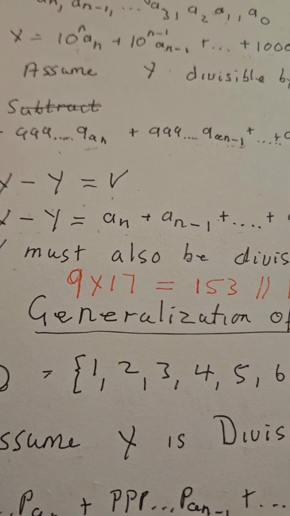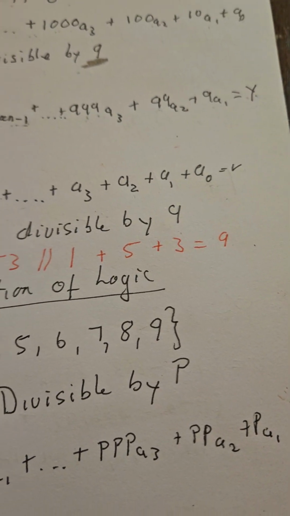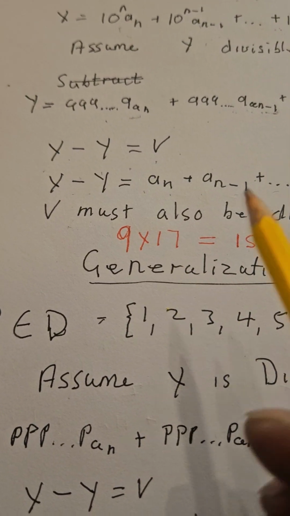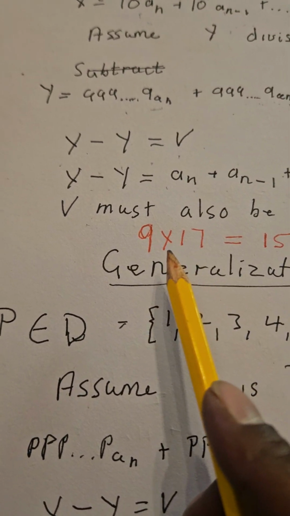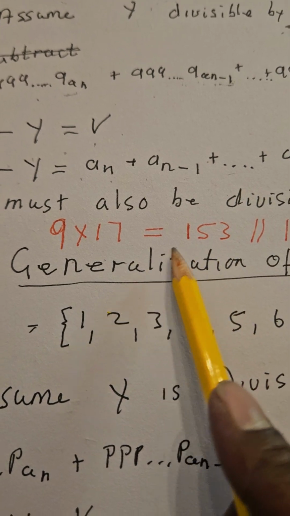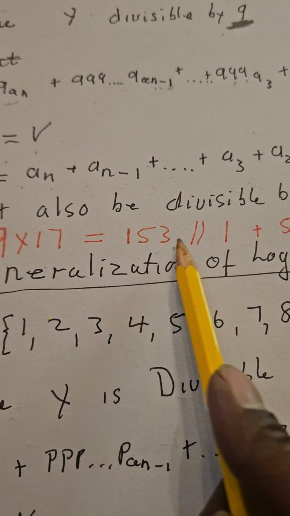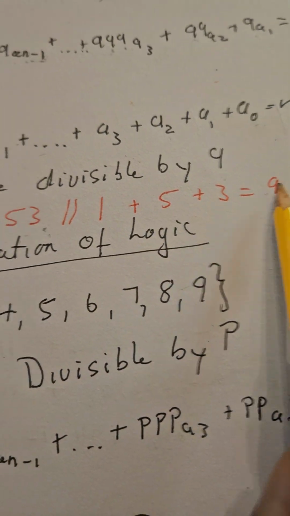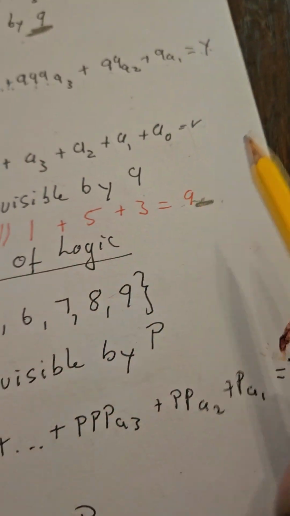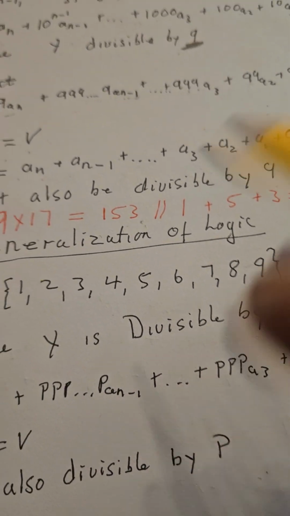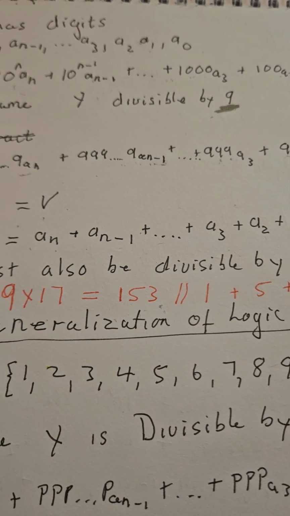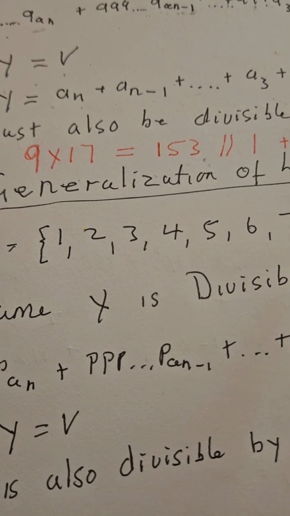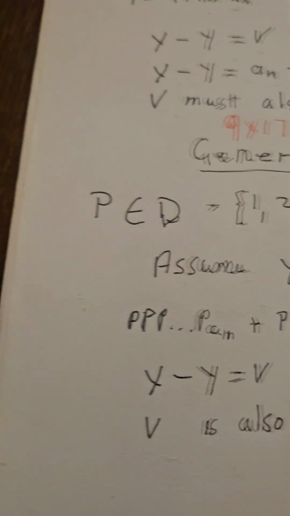Now this, I will not be doing the rest of the proof. This is where we get to science. Just for your interest, 9 times 17 equals 153, and when we add 1 plus 5 plus 3, we get 9, and 9 is divisible by itself. So this is just part of the proof, because then you have to go backwards. But let us generalize this logic.